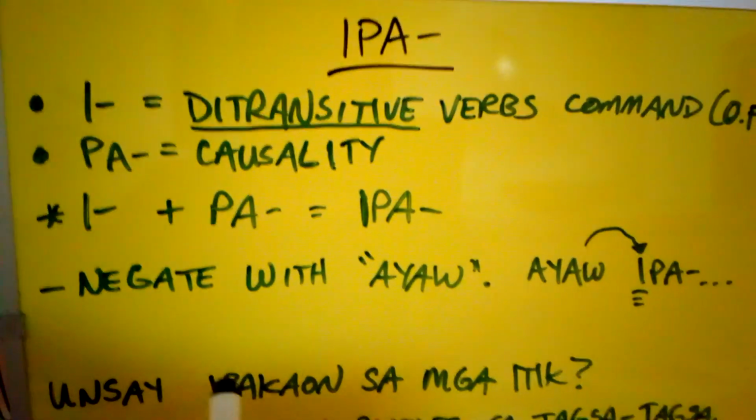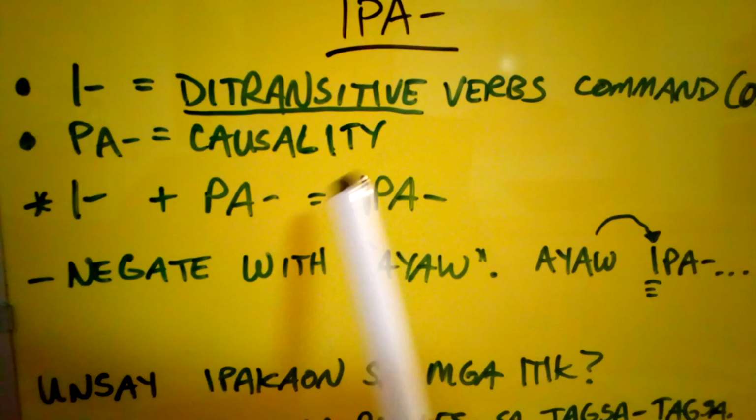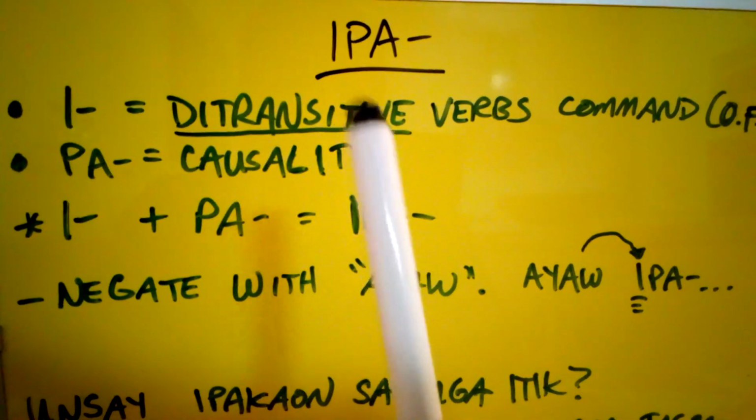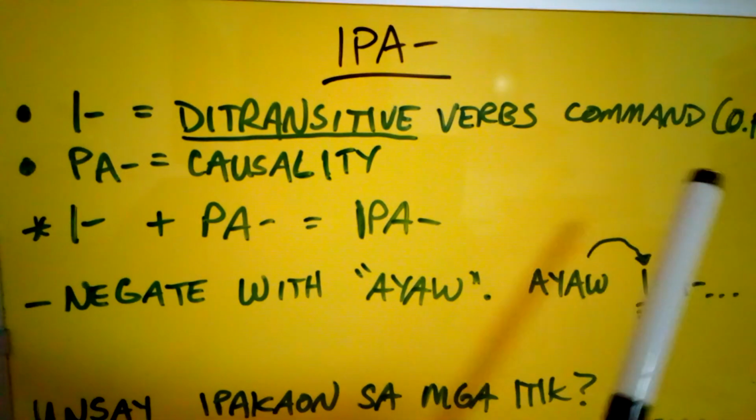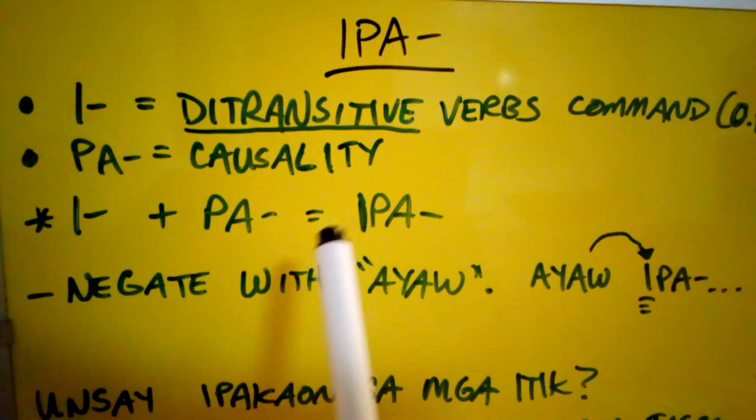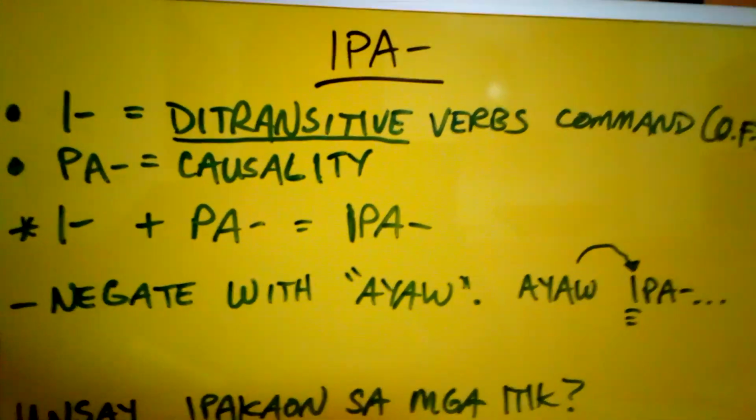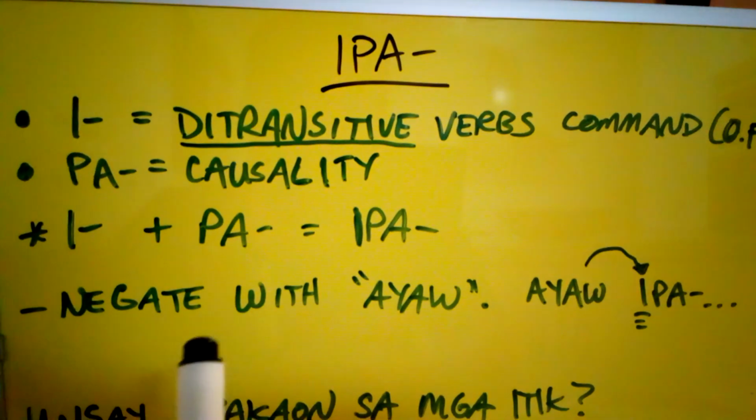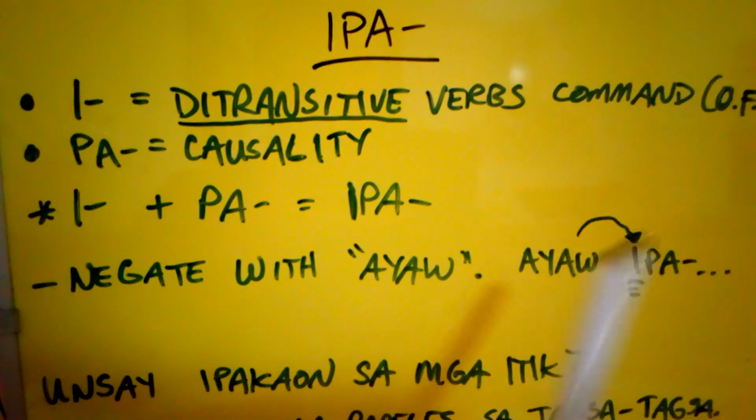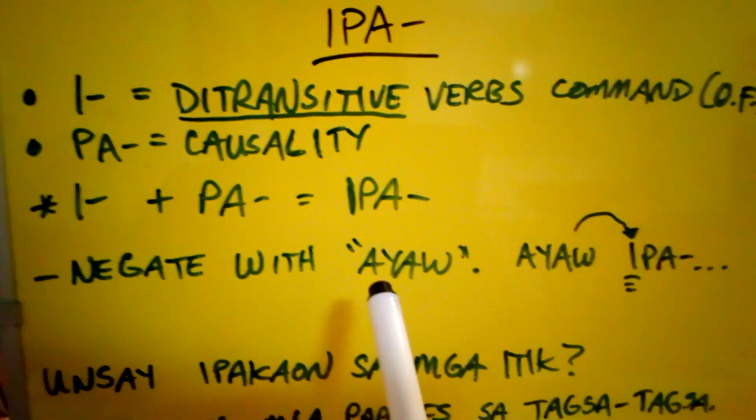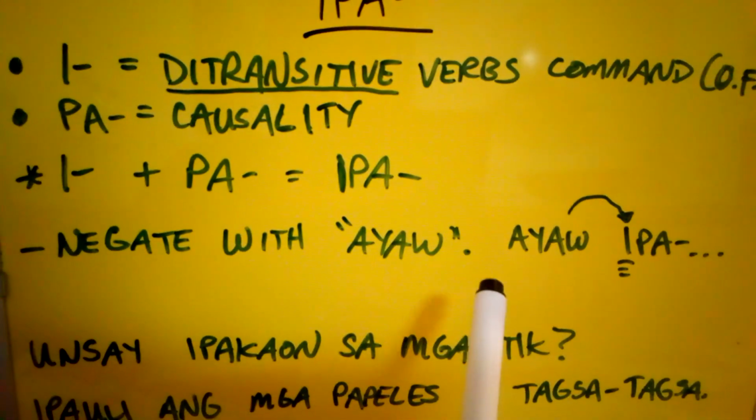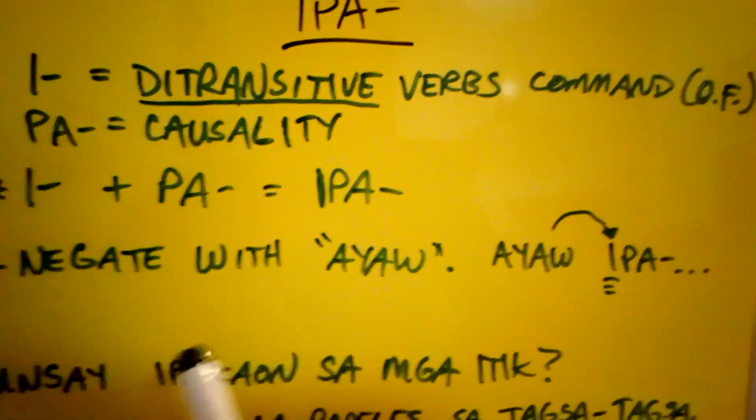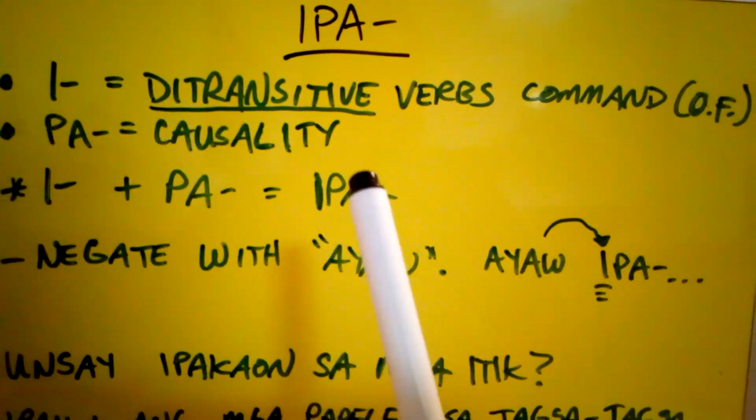So with the E, again, ditransitive verbs, since E is an imperative, and when we want to negate it, because again, we can negate commands, we can negate imperatives. And how do we do that? Well, since it's an imperative, we have to use the negative for the imperatives, and that's ayaw. So we negate this using ayaw. All right, but if we don't want to negate it, we just use Eepa.